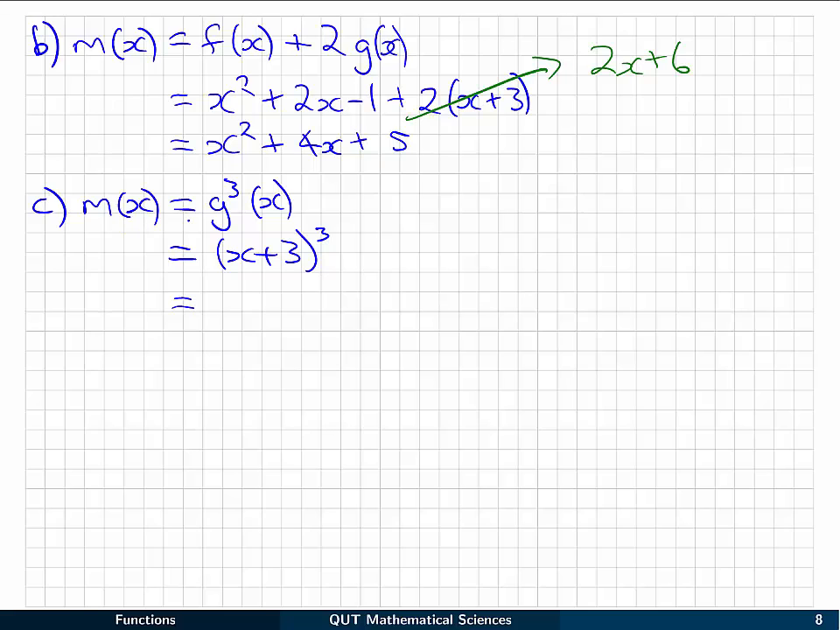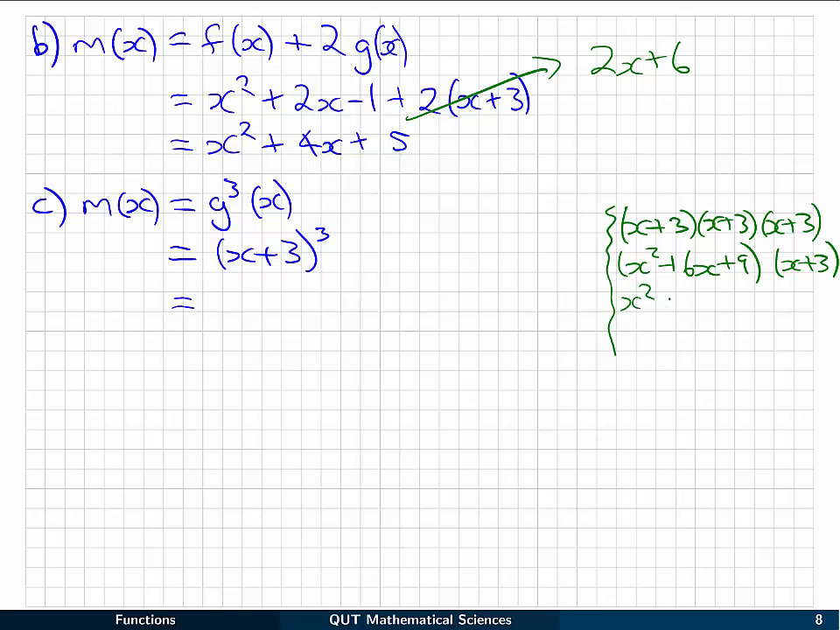And in c we have m of x is g cubed of x, or the cube of g of x, so that's x plus 3 all cubed. And if we want to run over to the side here, we can bust that open as x plus 3 and x plus 3. Simply expand those ones out. We're going to get x squared plus 6x plus 9 multiplied by the x plus 3 at the end.